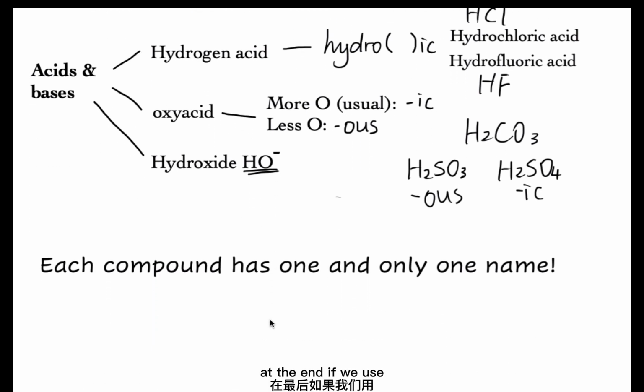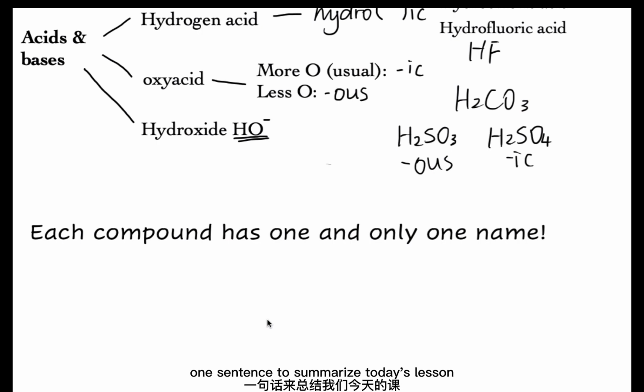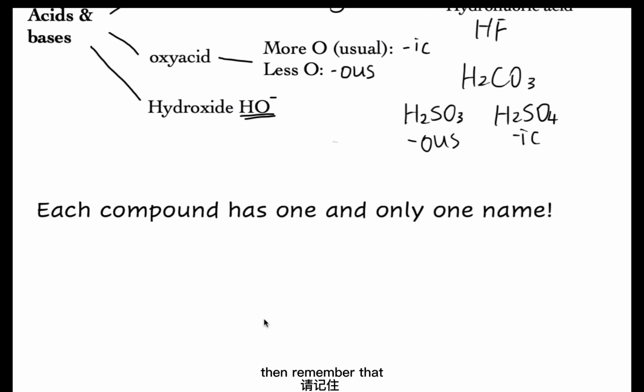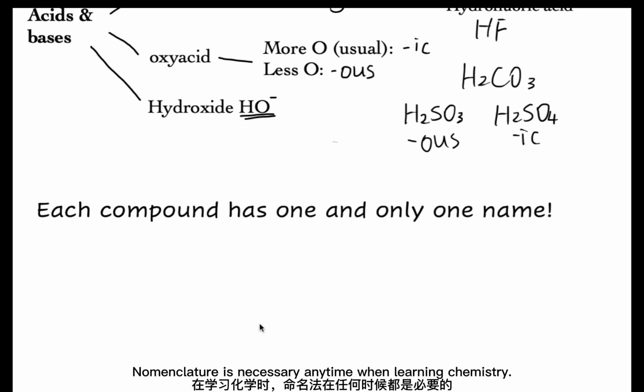At the end, if we use one sentence to summarize today's lesson, then remember that we have to ensure each compound has one and only one name. All possibilities of confusion and redundancy have to be eliminated. Nomenclature is necessary anytime when learning chemistry.